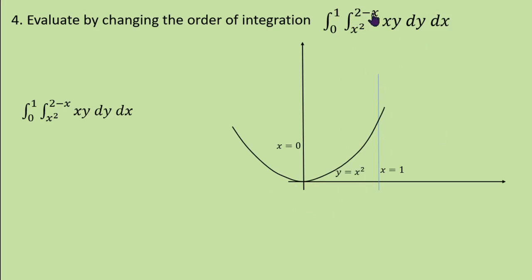So it is linear, which means it is a straight line. When x is 0, y becomes 2, so this point here. When x is 1, y is 1, this point. So it is a straight line joining these 2 points. That means y equal to 2 minus x. When x is 0, y is 2, and when x is 1, y is 1. Linear means it is a straight line passing through these 2 points. So this is the upper limit.